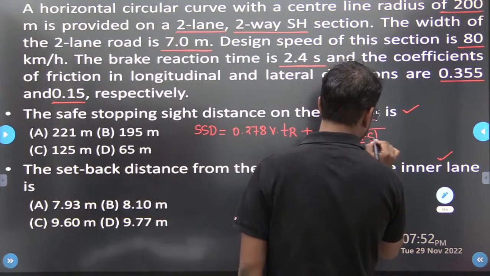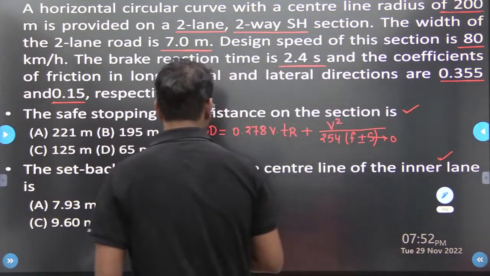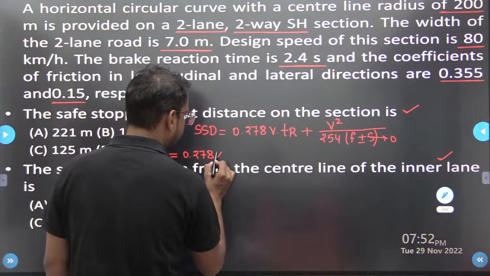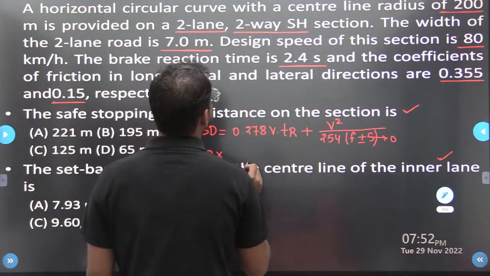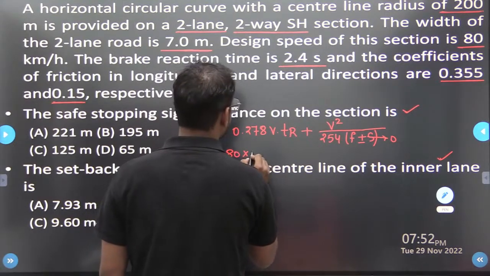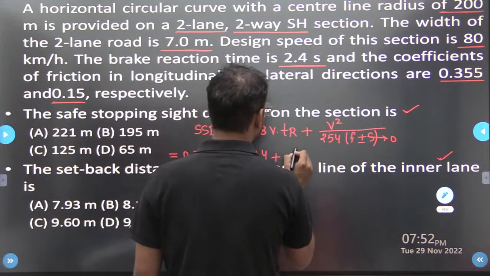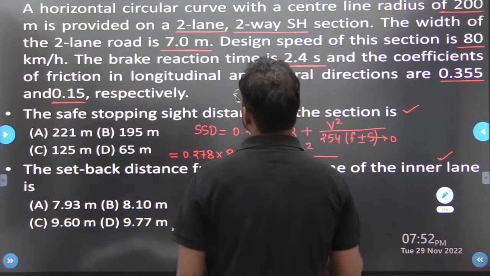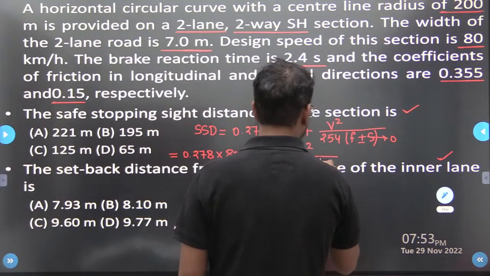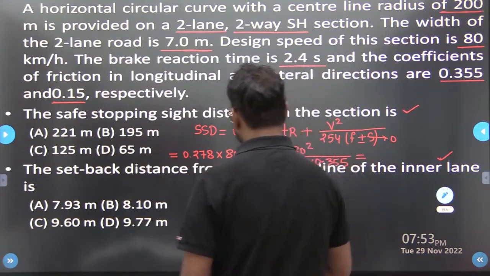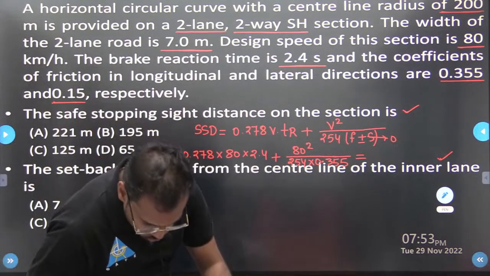Here S is equal to 0. Now you put the value. That means 0.278 multiplied by speed, the value of speed given in the question, 80 kmph, multiplied by reaction time 2.4 second, plus 80 square divided by 254 multiplied by small f, and the value of small f is 0.355. What is the value of stopping sight distance? The value of stopping sight distance is equal to 125 meter.